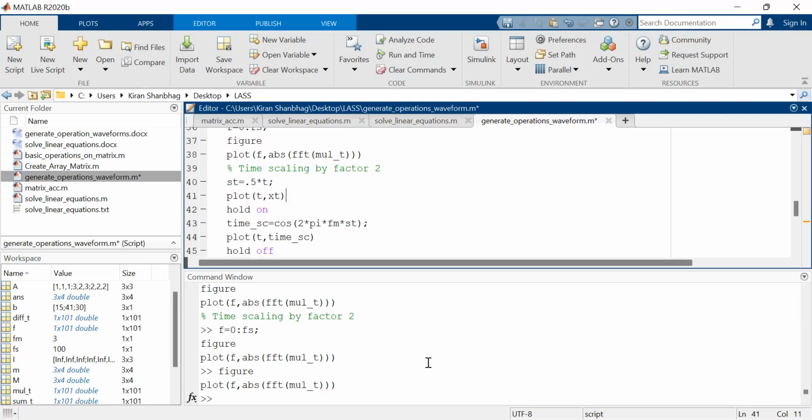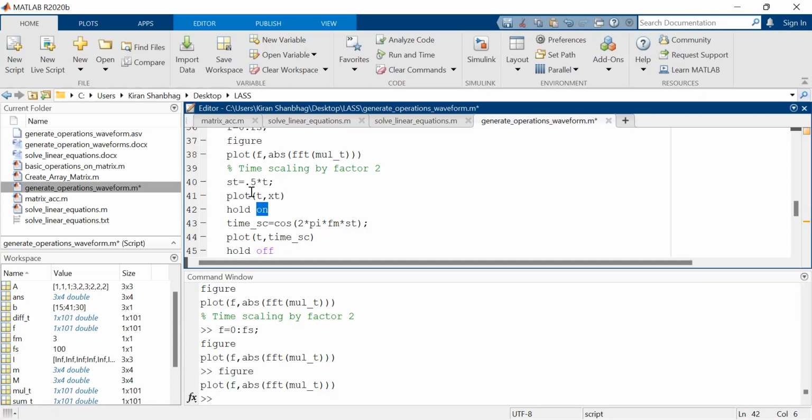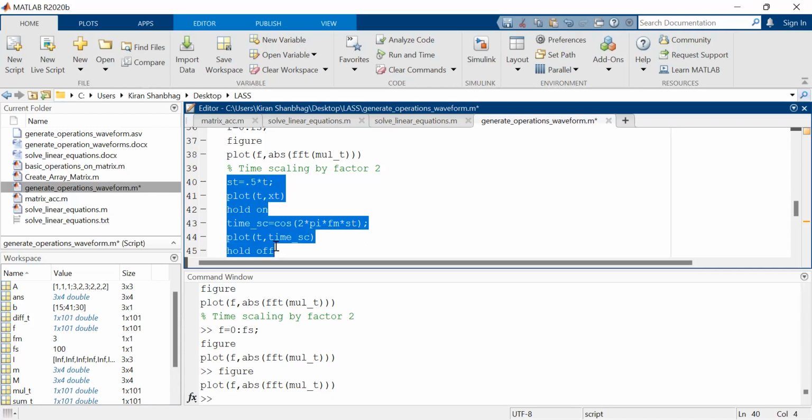I will use the command hold here. Before that, let me close any other commands. What does this command hold do? Whenever you put hold on, the graph that has been plotted already is going to stay there, and the new graph is going to be plotted above the existing graph. It helps for comparison purposes. This is the scaling factor, 0.5. First let us try it with 0.5, then let us try it with 2.